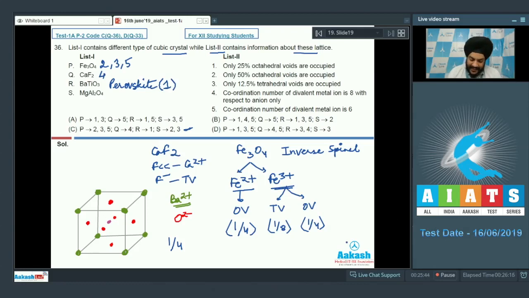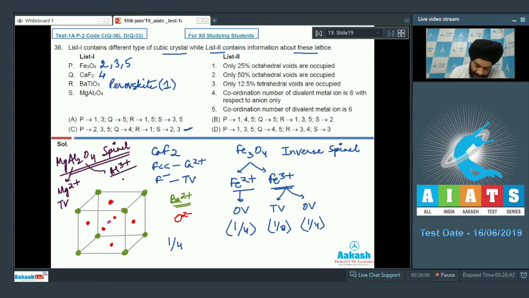Now if we talk about the last one, which is the MgAl2O4. So students, the MgAl2O4 has a normal spinel structure. MgAl2O4 is normal spinel. So in the normal spinel structure, the Mg2 plus ions occupy the tetrahedral voids, whereas the Al3 plus ions occupy octahedral voids. So the octahedral voids occupied are 2 out of 4, whereas the tetrahedral voids occupied are 1 out of 8. So if we talk about the percentages now, 25% octahedral voids are occupied. This is incorrect, students. We can clearly see that 50% octahedral voids are occupied. So S will be matched with 2.